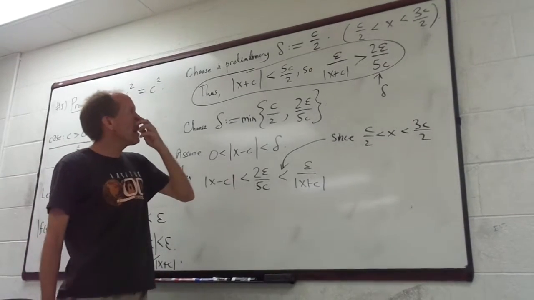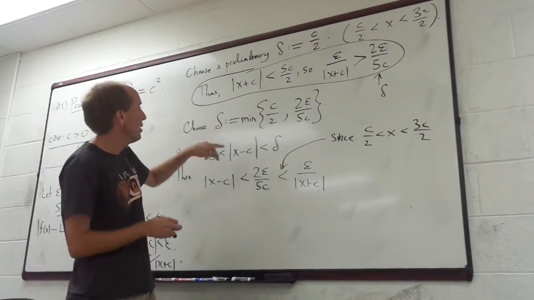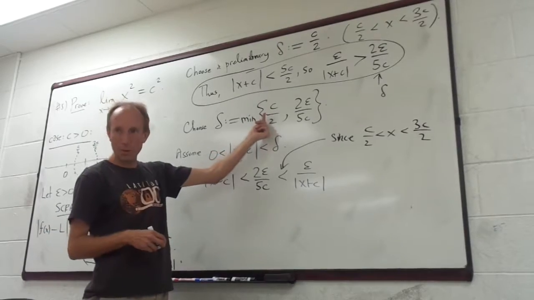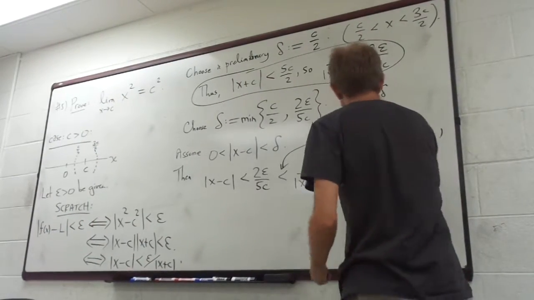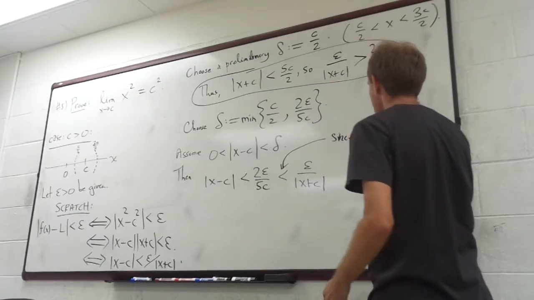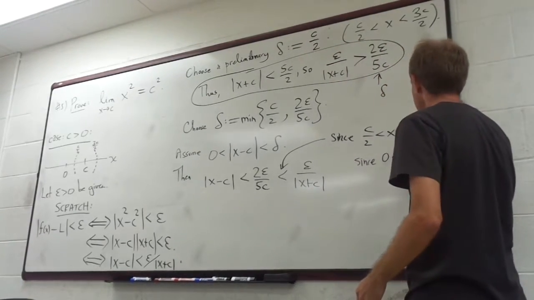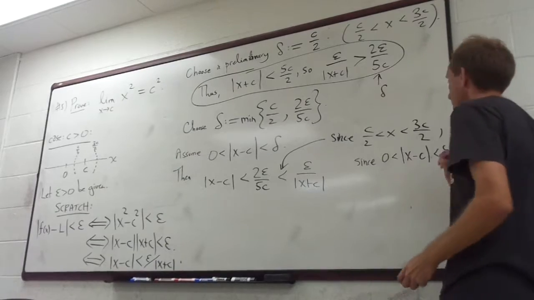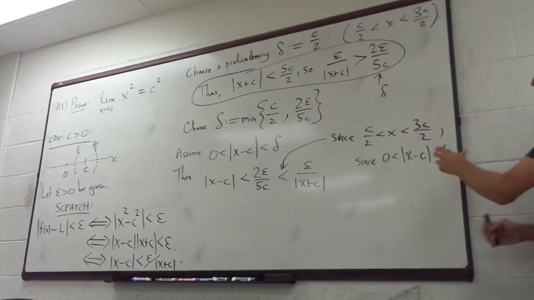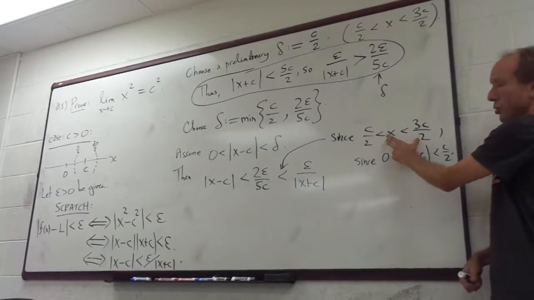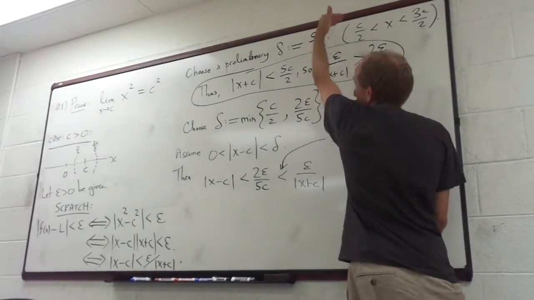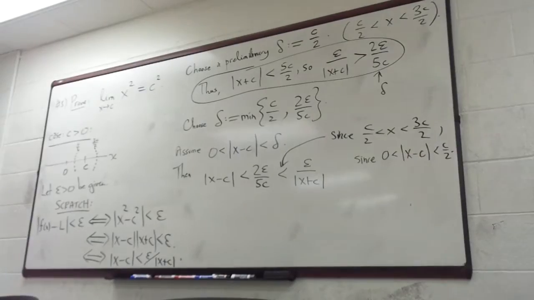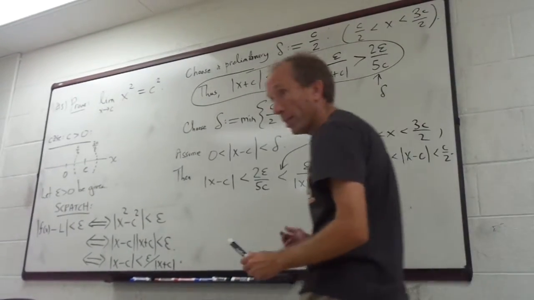Okay, so basically, because |x - c| is less than c/2, this is true. So let's just say, since 0 < |x - c| < c/2, you're just kind of giving the reason. Because of this, this is true, and because of this, this is true, which is basically all the work that we did up there. Okay, and now you see where I'm going to go with this, right?